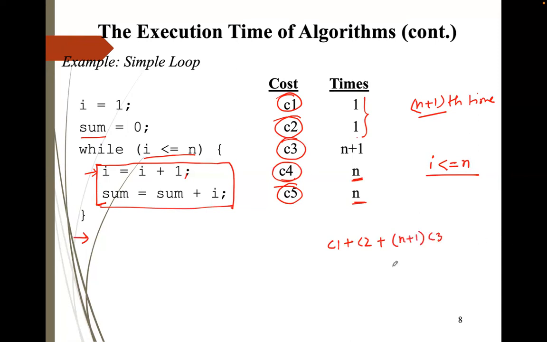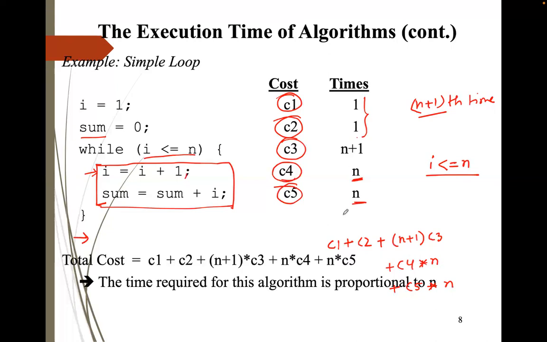Okay, so C4 will run n times and C5 will run n times. So that is our total cost. You can see that our total cost is C1, C2, C3 n plus 1 times, C4 n times, C5 n times. All right, so let's actually simplify that.